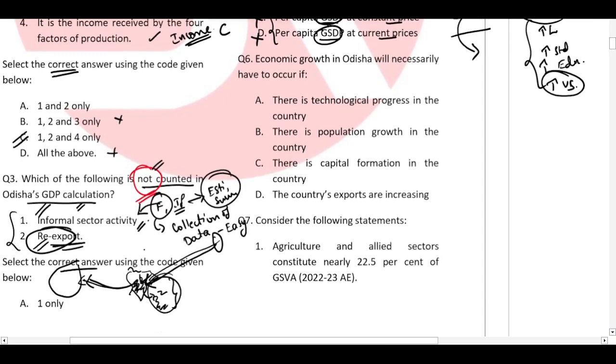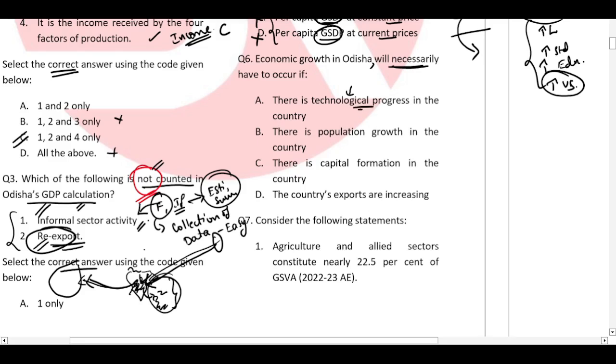Economic growth in Odisha will necessarily have to occur if, and this is the keyword, will necessarily have to occur, if there is technological progress, there is population growth, there is capital formation, the country's exports are increasing. So if Odisha gets good technology, can you say that the economic growth of Odisha will happen? Maybe yes, maybe no. Why?